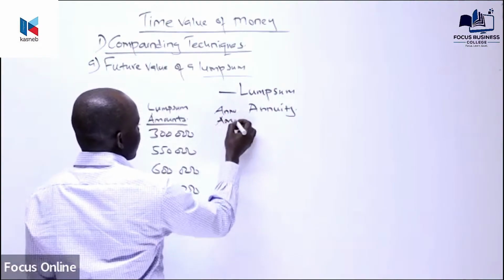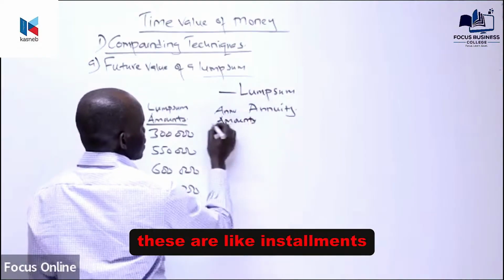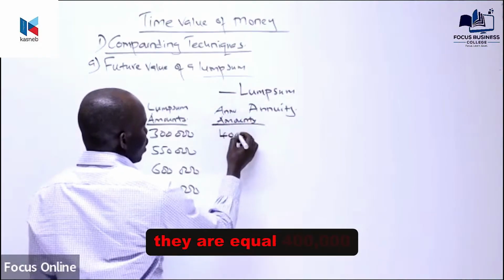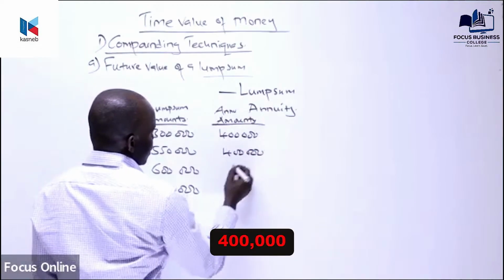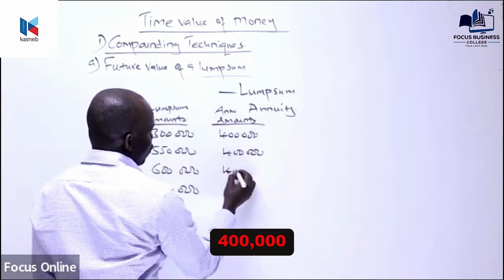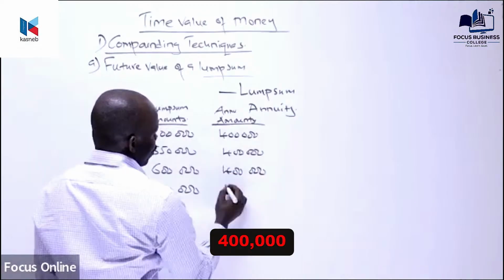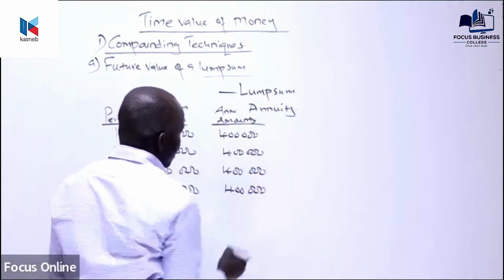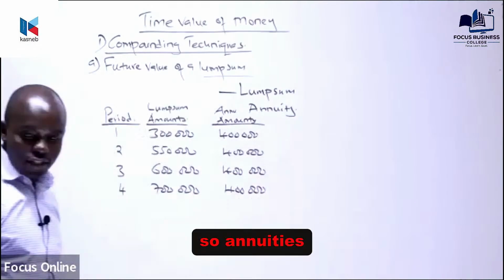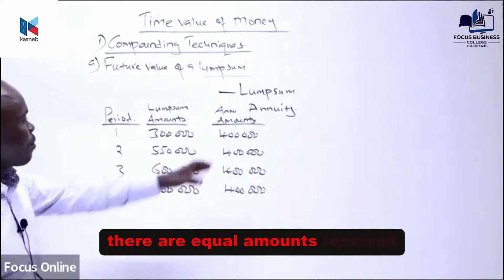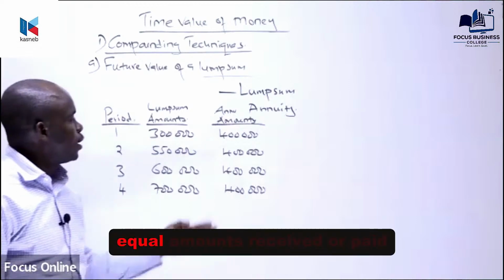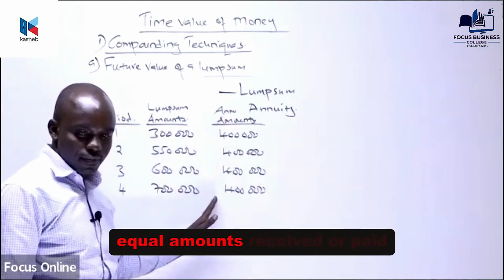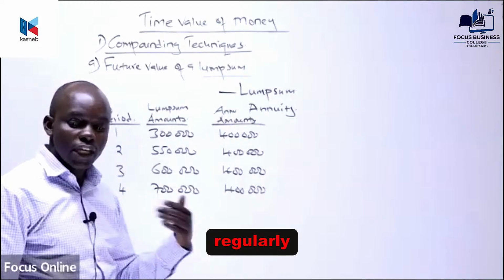Annuity amounts. These are like installments. They are equal: 400,000, 400,000, 400,000, 400,000. So annuities are equal amounts received or paid regularly. Equal amounts received or paid regularly.